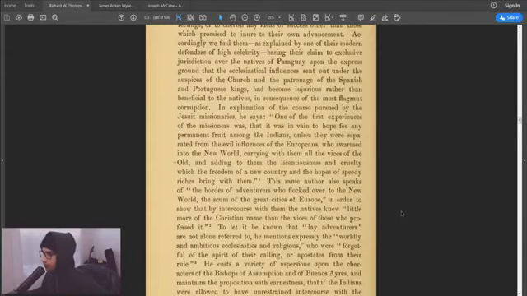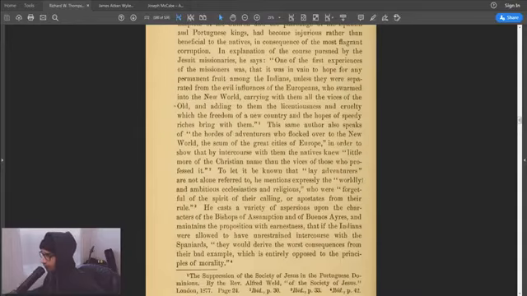He casts a variety of aspersions upon the characters of the bishops of Assumption and of Buenos Aires, who the archbishop of that Cadiz was Jesuit Pope Francis, and maintains the proposition with earnestness that if the Indians were allowed to have unrestrained intercourse with the Spaniards, quote, "they would derive the worst consequences from their bad example, which is entirely opposed to the principles of morality," end quote.